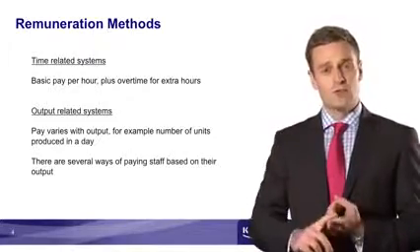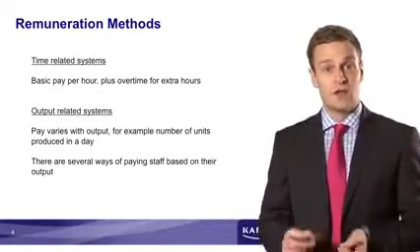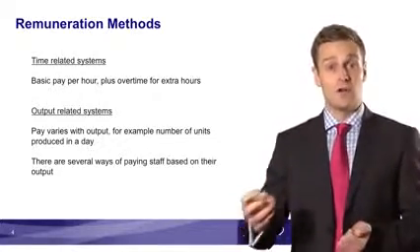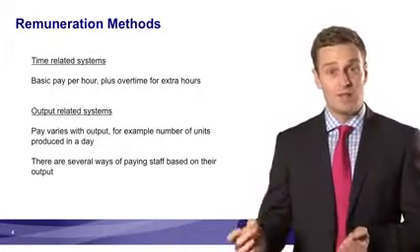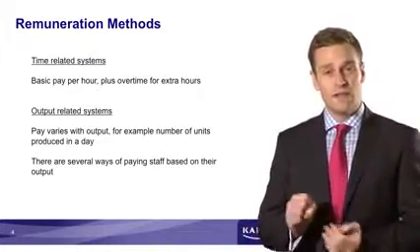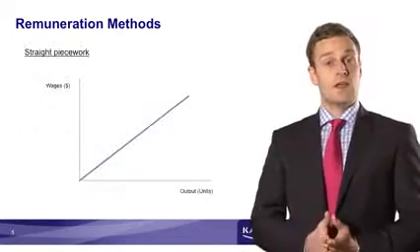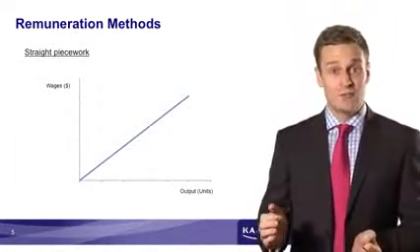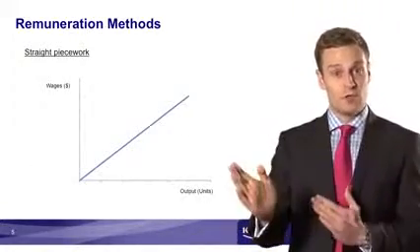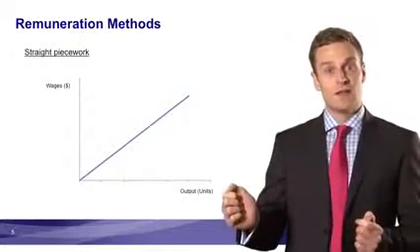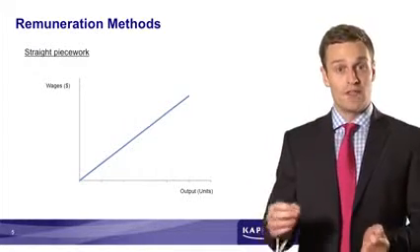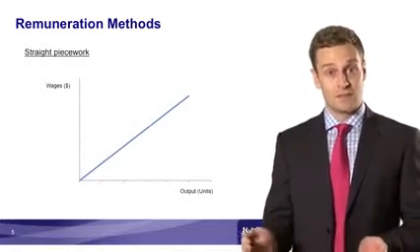On the other hand, you can also use these output-related systems, which are linked to how much our staff are producing. So they get paid per item produced. And there are a number of ways that you can pay your staff in this manner. So the first way is called straight piecework, and this is literally the more you produce, the more you get paid. So if you produce 0 products in the period, you won't get paid anything.